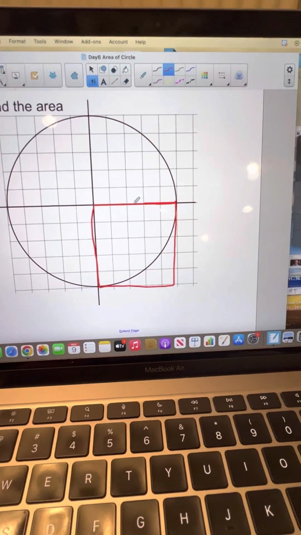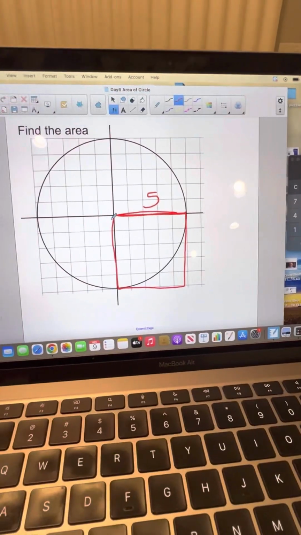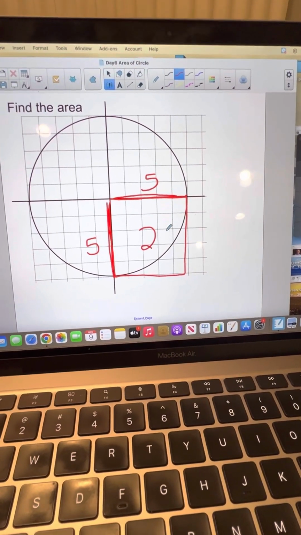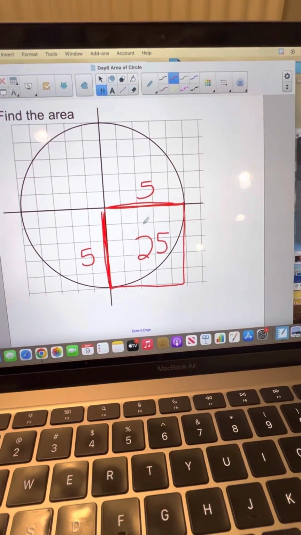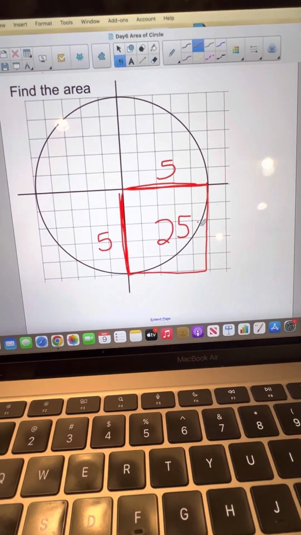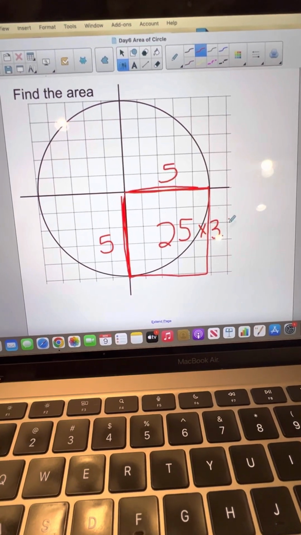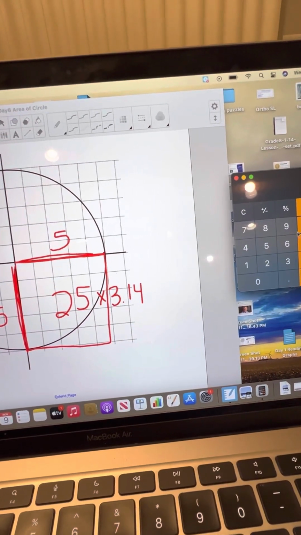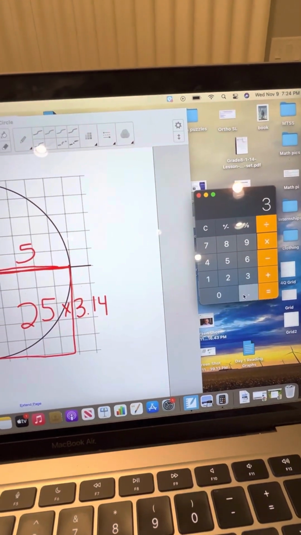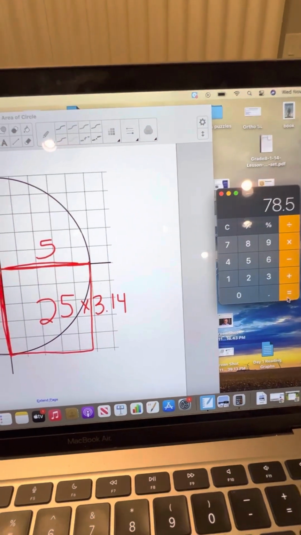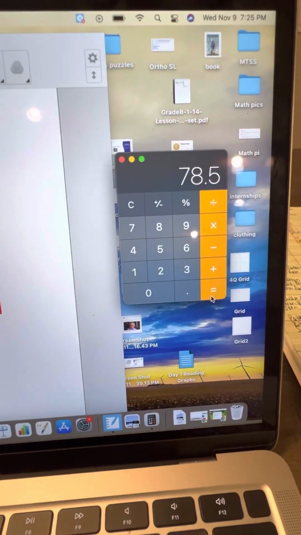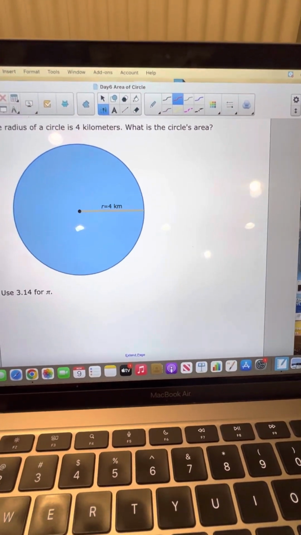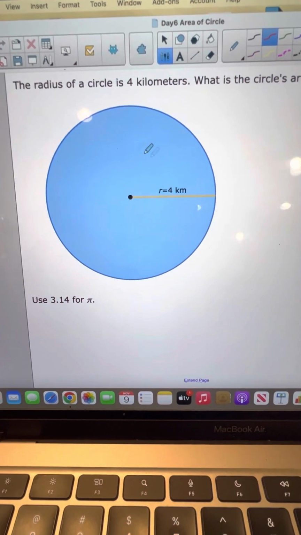So we know our radius this way is 5 and the radius this way is 5. So 5 times 5 is 25 here, right? And instead of taking it times 4, because it's too many, we're going to take this number times 3.14. So I've got 5 times 5 times 3.14. And my answer is 78.5 square units.